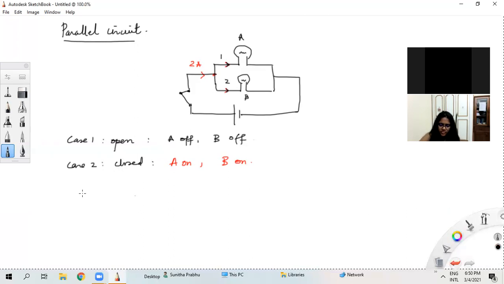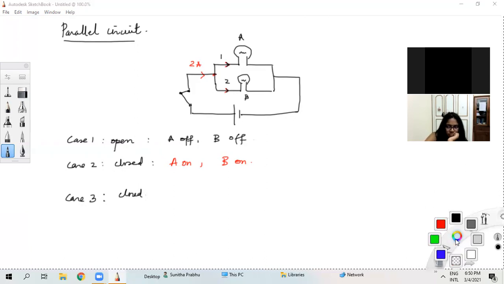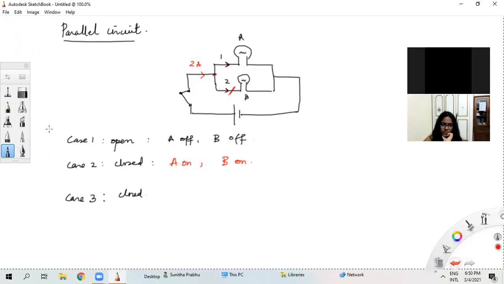Now we'll go to case three. This key is closed. Assume that this particular path is broken now. Can you tell me what your observations will be, what your findings will be? What do you expect? Because it's closed, the current will pass through the full circuit and it will subdivide, but it will pass through A and A will glow, but B won't glow because it's broken.